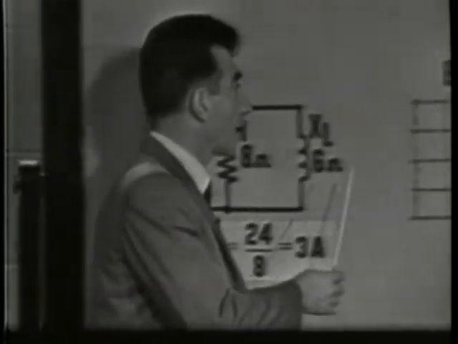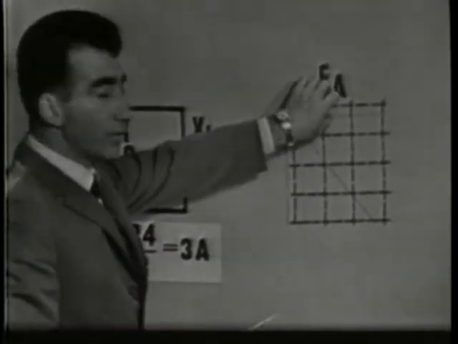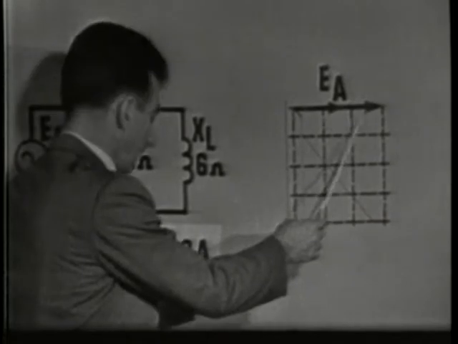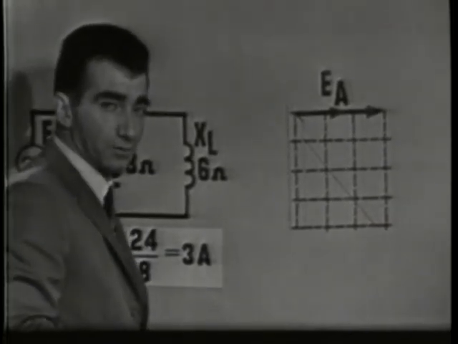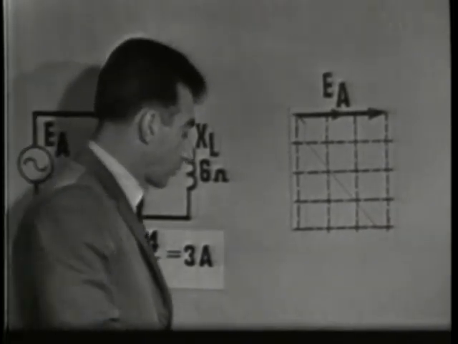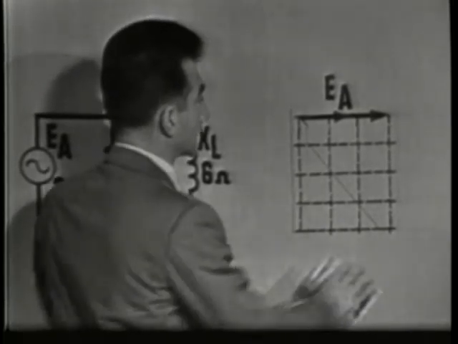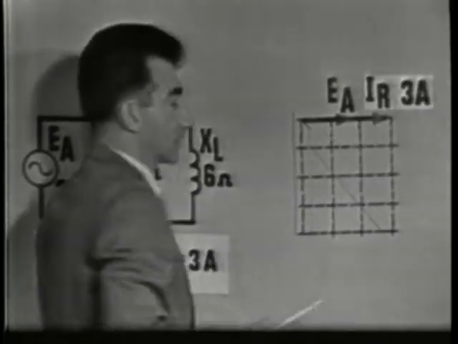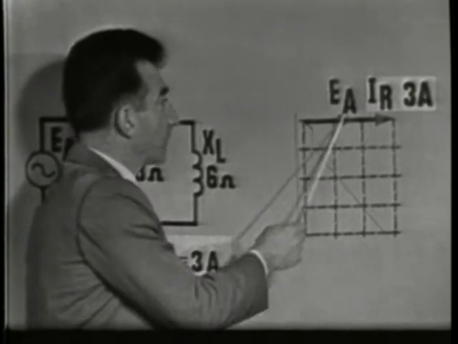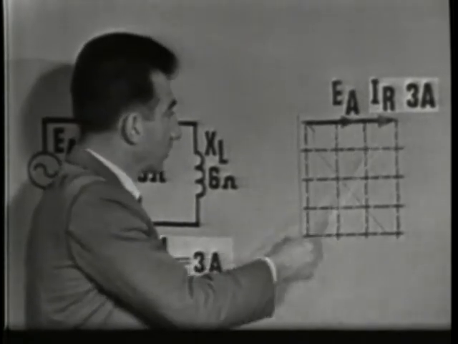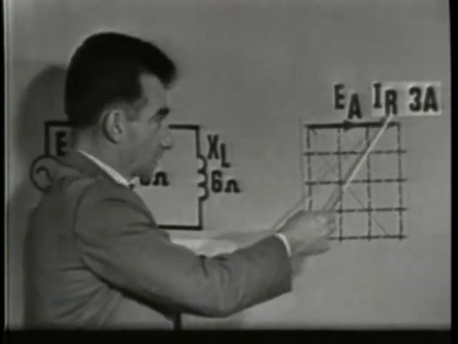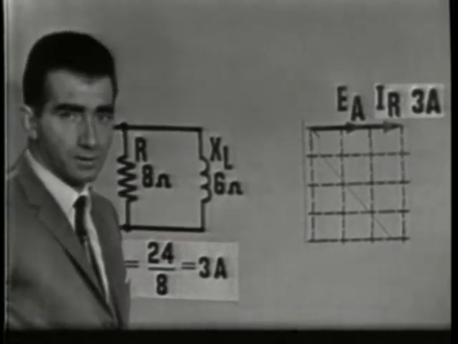Now, if we plot IR on our vector graph, we must show it in phase with EA, because there is no phase shift caused by the resistor. And of course, IR, according to our calculations, is 3 amperes, 3 amperes in phase with EA. And notice we've allotted 3 units on the graph to represent IR of 3 amperes.